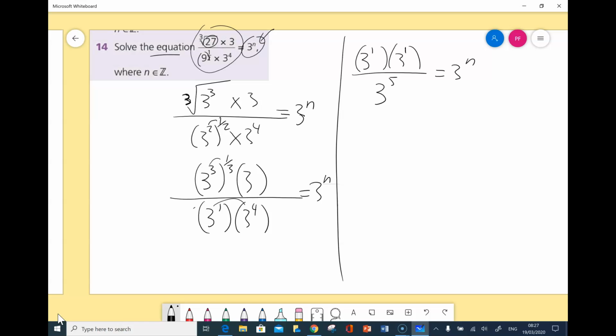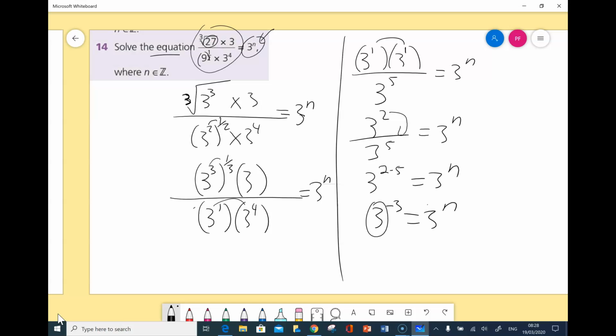Here, this is 3 to the power of 1 as well. So we add our powers. So it's 3 to the power of 2 over 3 to the power of 5 equals 3 to the power of n. So 2 take 5 equals 3 to the power of n. 2 take 5 is minus 3 equals 3 to the power of n. Our base numbers are the same, so therefore our indices must be the same. Ta-da!